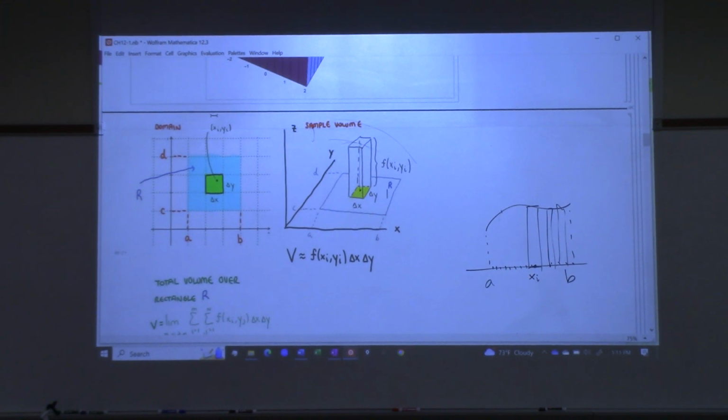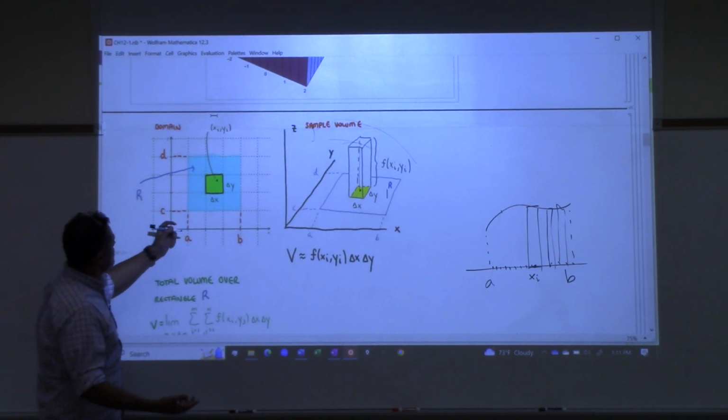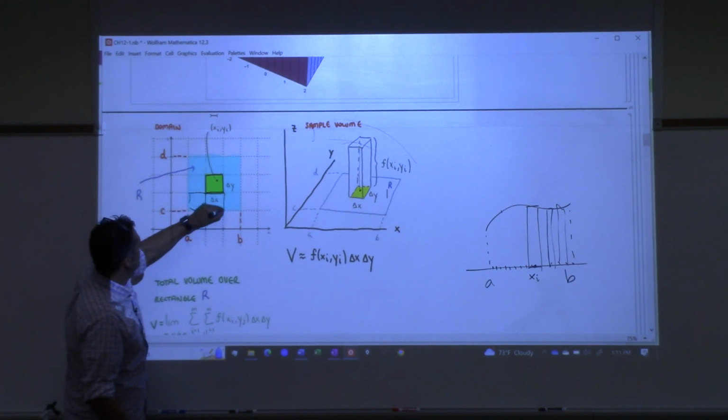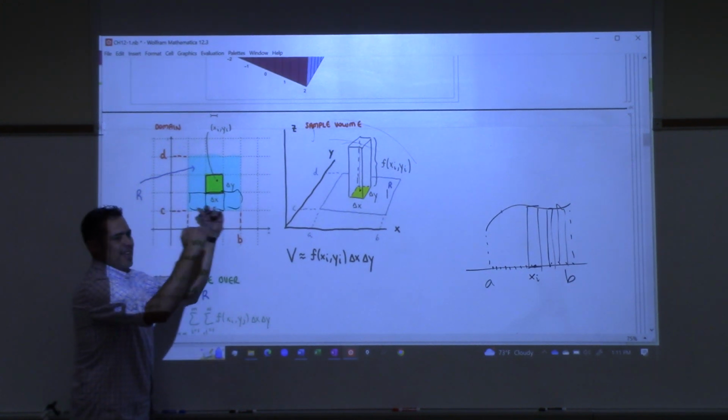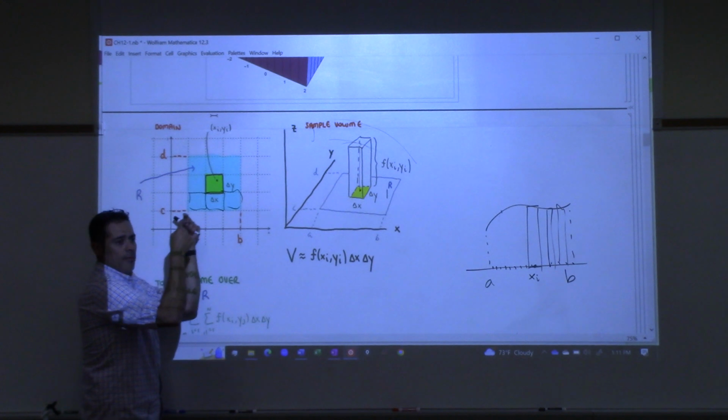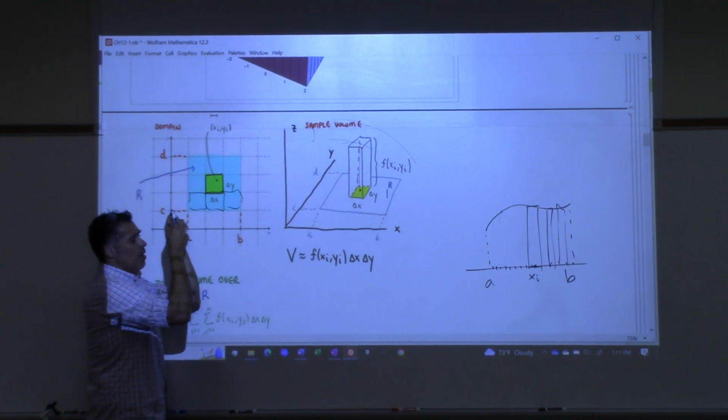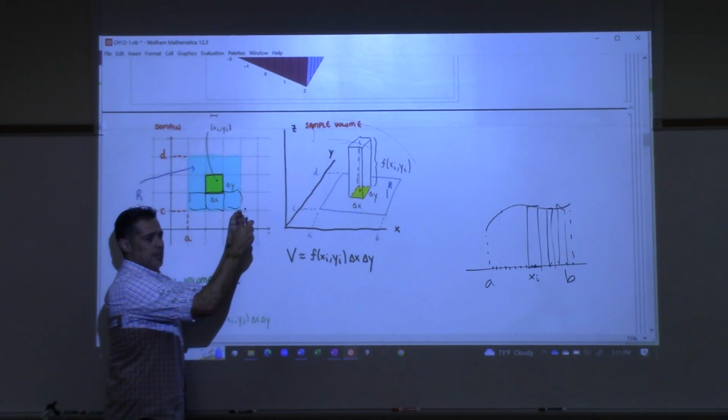So we need to find a way to sum, okay? We need to find a way to add these things up, right? So one thing we could do is imagine first taking all the rectangles in this x direction. We could add up all of those, right? Add up all the x direction rectangles.